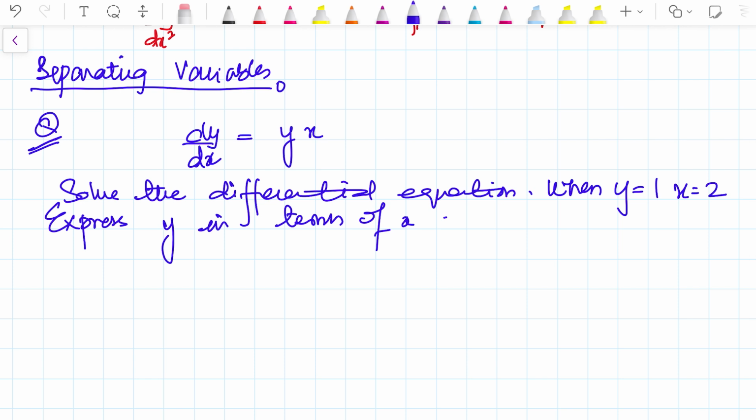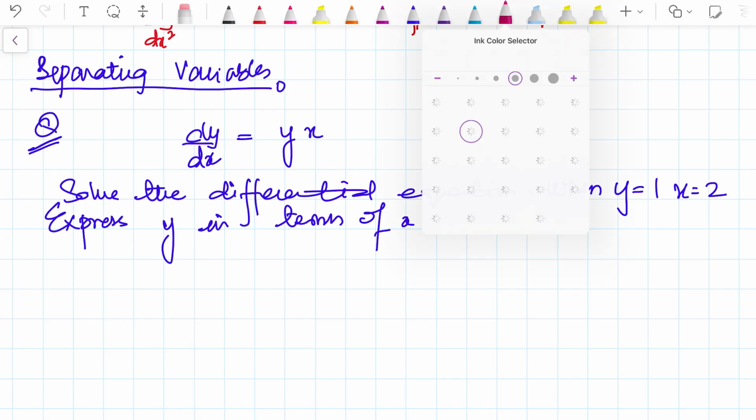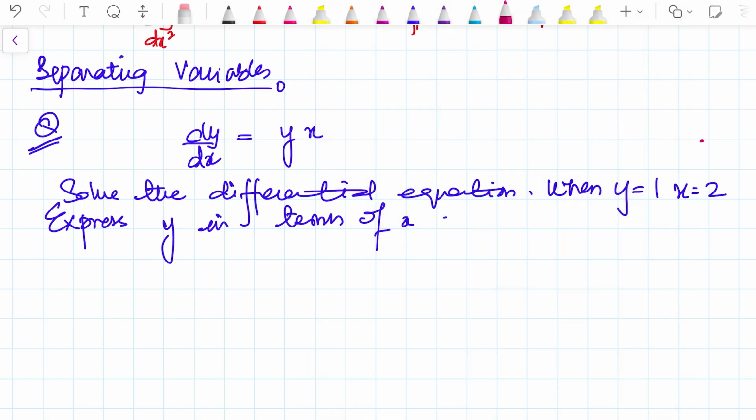Separating variables says that you take y on one side and you take x on one side. So we will move such that if the variable y is on one side, dy is also with it. And if I move x to one side, its dx should also be on that side. So I'll move y to this side and I'll move x to this side. So it becomes 1 upon y dy equals x dx. Now we are going to introduce the integration sign on both the sides.